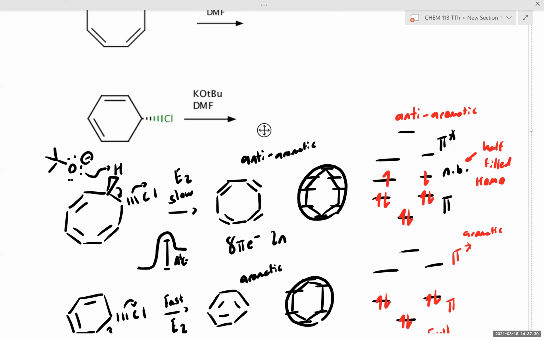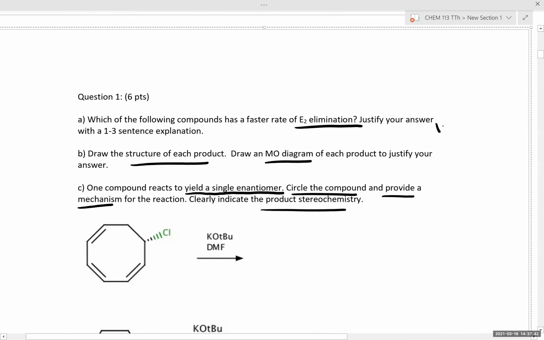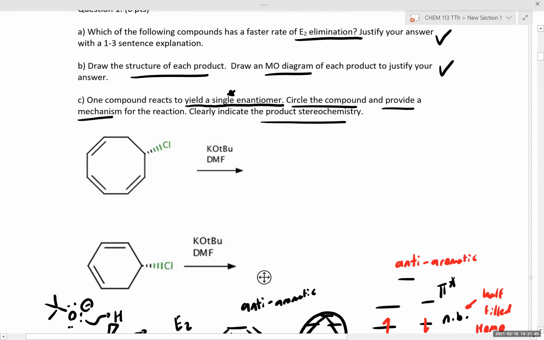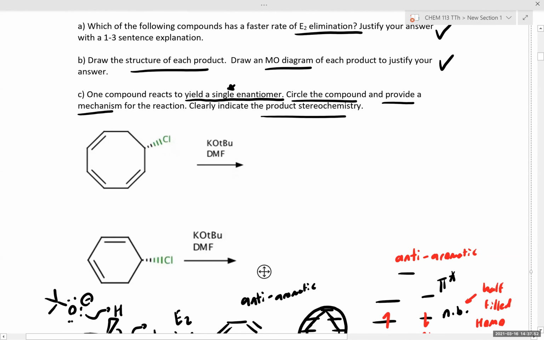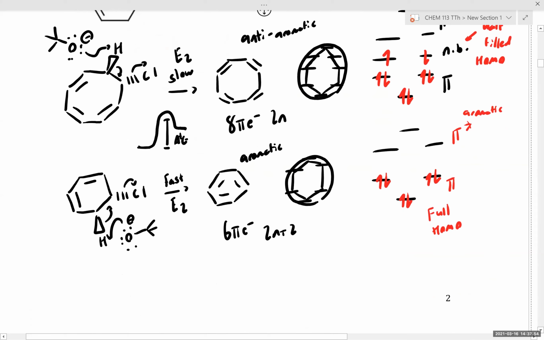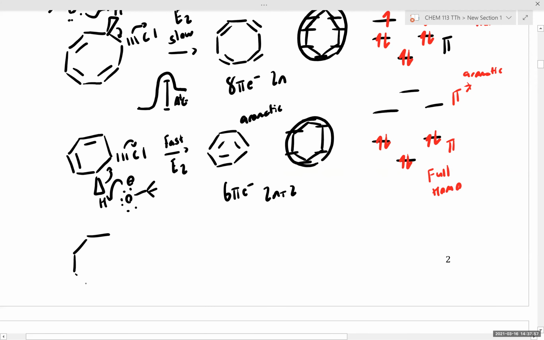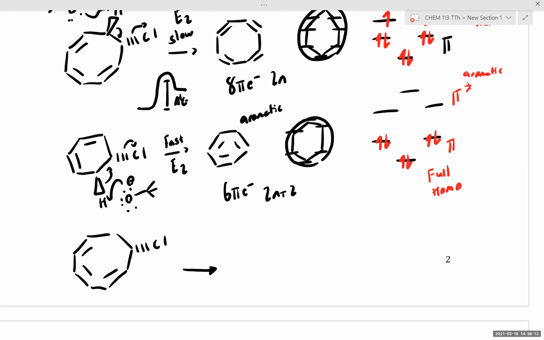So we've addressed the first 2 points. So one compound reacts to yield a single enantiomer. Well, so it's something other than elimination. Circle the compound and provide a mechanism. Now, this cyclooctatetraene substrate really doesn't want to engage in elimination. It would rather do anything else rather than engage in elimination. So what reaction would give us an enantiomeric product? Besides elimination, what other reaction pathways are possible?